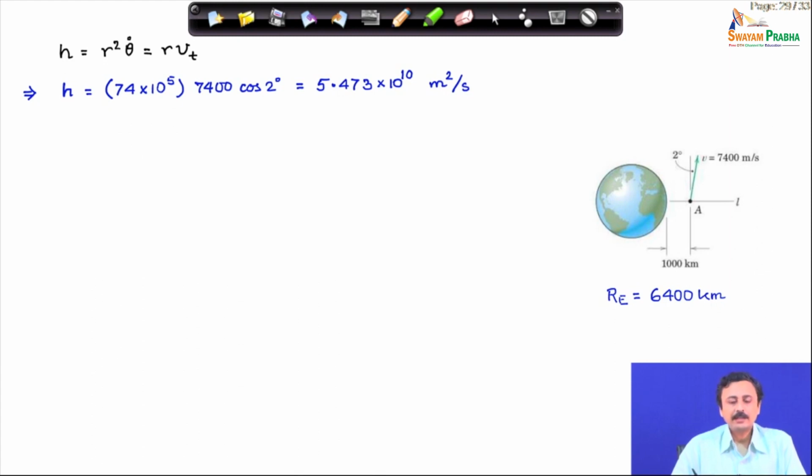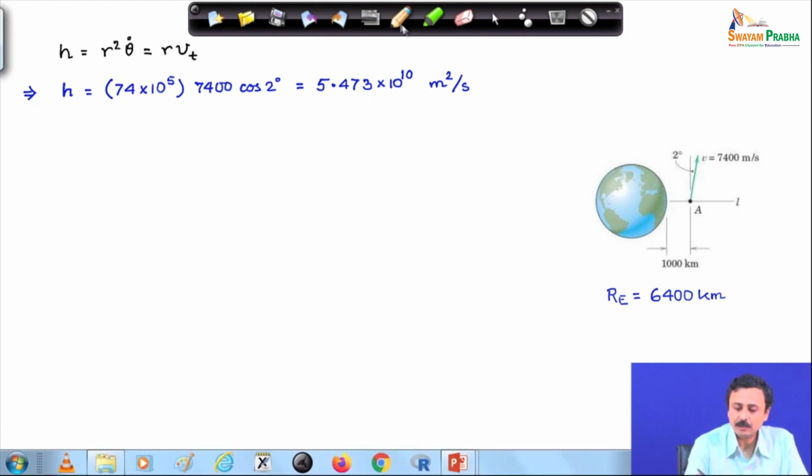First, we calculate the angular momentum per unit mass. We are given the speed at this point, 7400 meter per second at an angle 2 degree. Therefore, I can calculate the tangential velocity first, v t, which can be calculated as v times cos 2 degree, this projection in this direction. V times cosine of 2 degree is going to be v t.